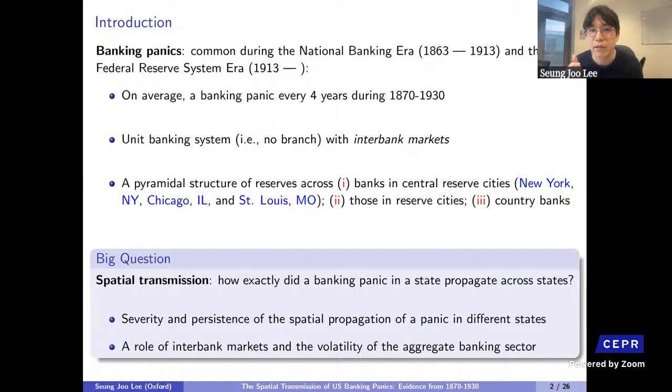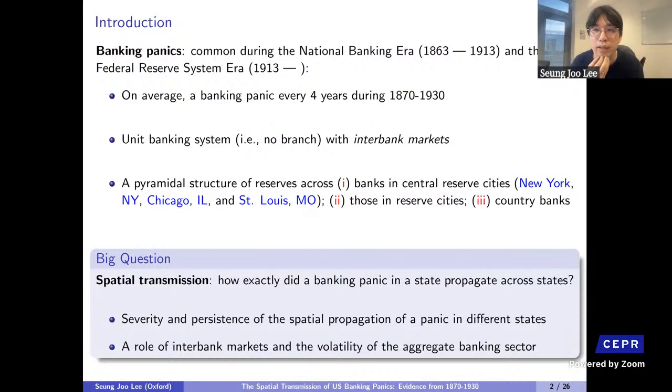There was a pyramidal structure of reserves. First, there were three central reserve banks, New York and Chicago and St. Louis. Then there were reserve cities, and then there was the countryside. Banks in central reserve cities had to hold 25% of their deposits as cash reserve. Those in reserve cities also had to hold up to 25%, but they could keep half of it as deposits at the central reserve banks. The countryside banks had to hold 15% of their deposits as reserve, and they could deposit it into either banks in reserve cities or banks in central reserve cities.